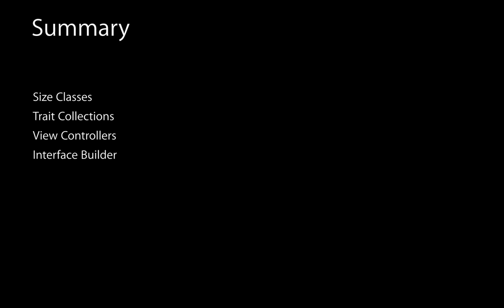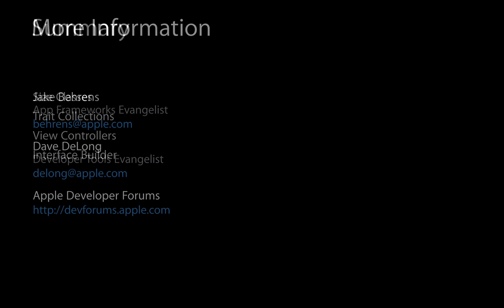Today, you saw a lot of new concepts for developing adaptive UIs. Jacob introduced you to trait collections and size classes, which allow you to modify your UI in response to changes in size. He also introduced a new API that allows you to decouple child view controllers from their containers and to collapse and expand UI split view controllers. And finally, I showed you some new features we've added to Interface Builder in Xcode 6.